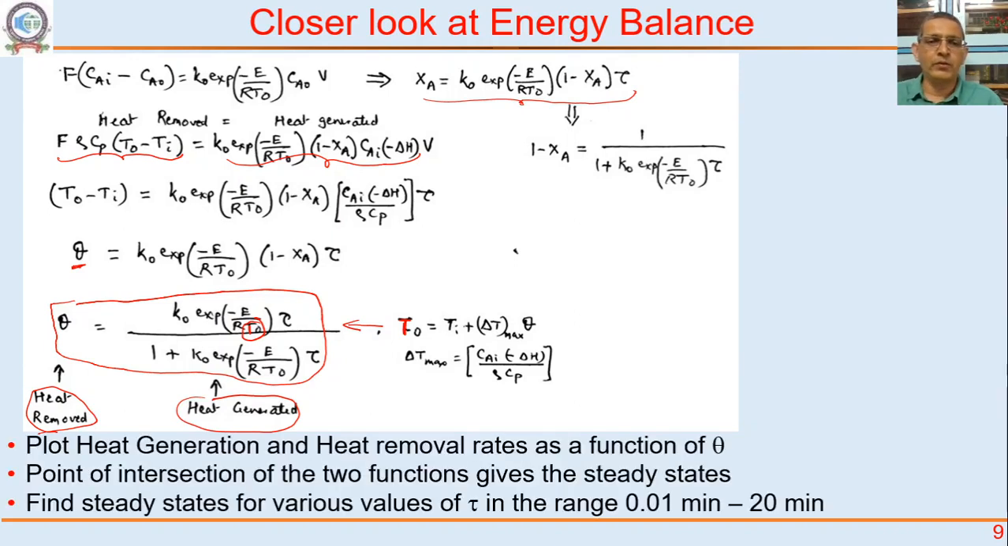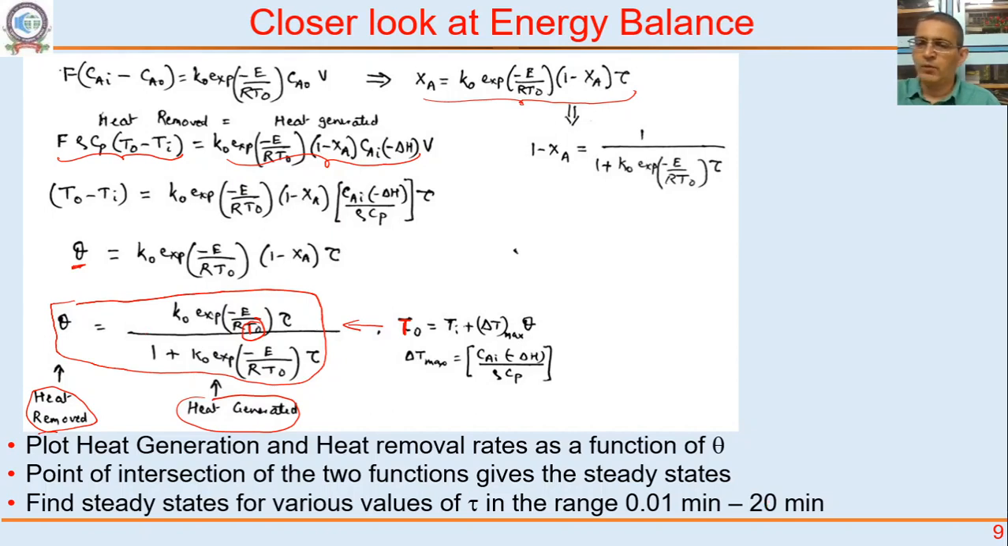So what we are going to do is plot this heat generation and heat removal rate as a function of theta in terms of tau, actually as a function of tau, and find the point of intersection of the two functions. One function is the heat removal function, it's just theta, and the other is the heat generation function. And find the steady state values of tau in the range 0.01 minutes to 20 minutes.